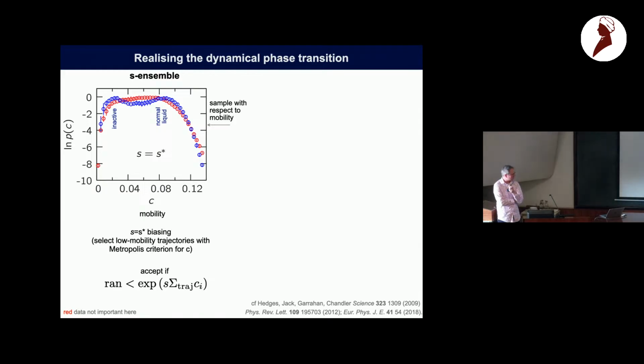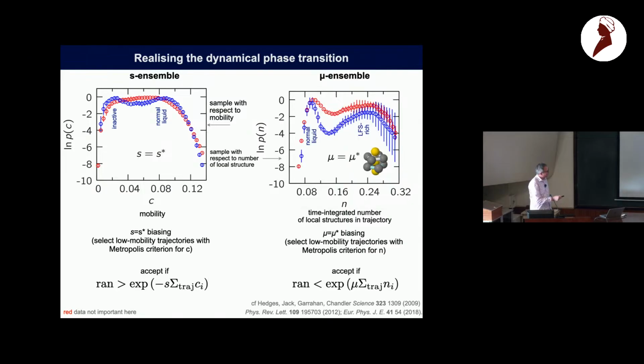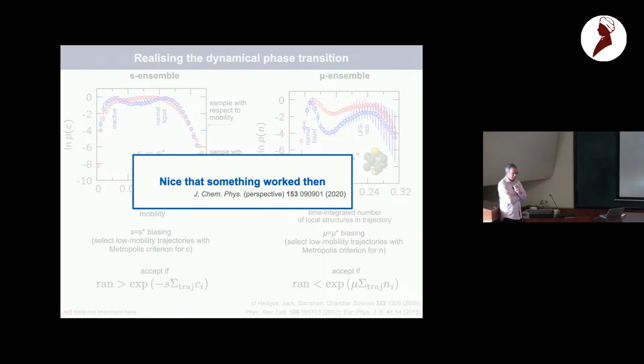We did the same thing, but with the structure. So in other words, what we found was that without the field, or our related field, there's a shoulder here in the blue data, and then when we apply the field, we get this phase coexistence between a phase that's rich in local structures and the normal liquid. So this actually demonstrated that there's some kind of clear coupling between the structure and the dynamical properties of the glass-forming system. So something worked.